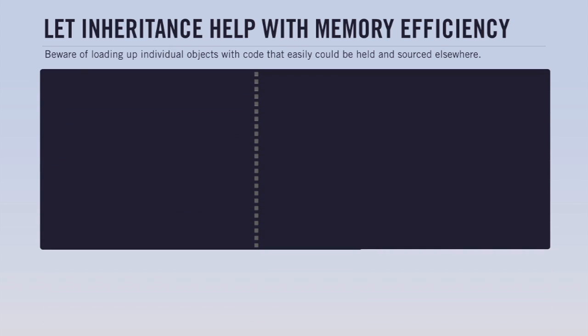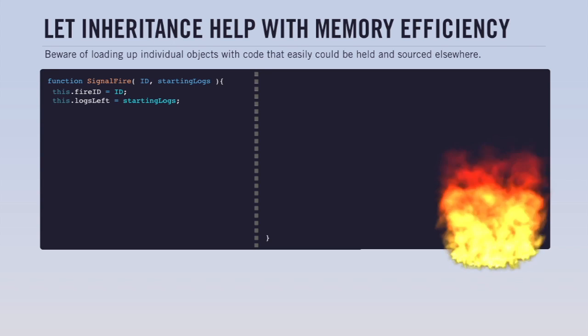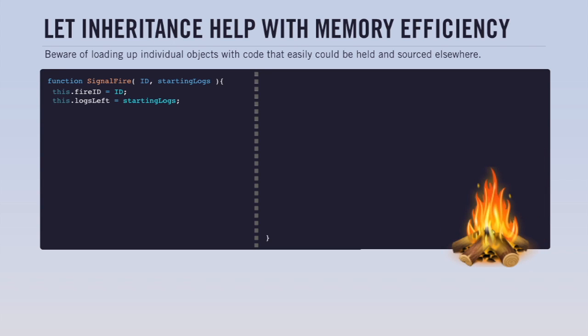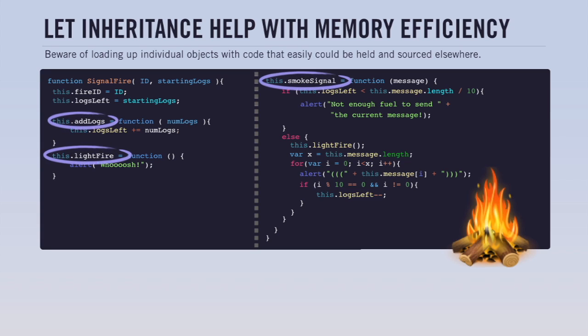Taking a look here, we've got the signal fire constructor. That's right, we're going to be building some signal fires. You can see that it takes an ID for the signal fire as well as a certain amount of starting logs that the fire gets. Additionally, you can see there are 3 other methods that are added in here: add logs, light fire, and smoke signal, which have all sorts of unique functionality for the signal fire.